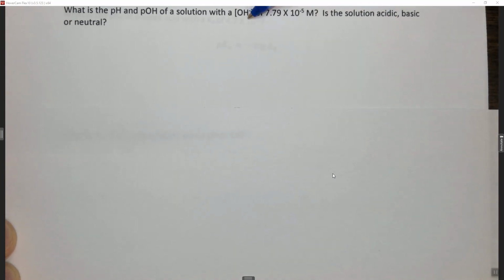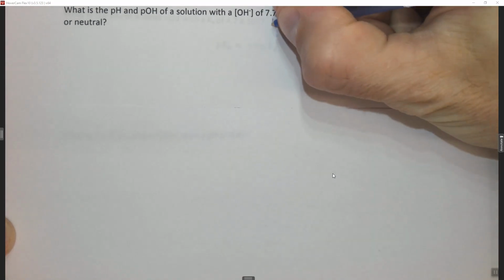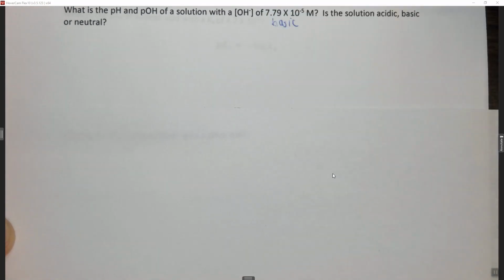Well, if we look at the concentration of OH minus, the concentration of OH minus is greater than 1 times 10 to the minus 7. Since it's greater than 1 times 10 to the minus 7, this is a basic solution.